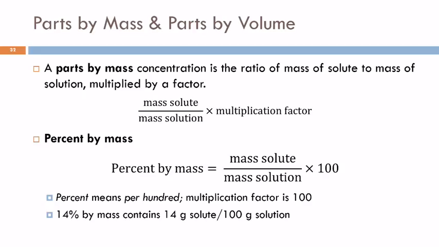We have parts by mass and parts by volume. So we take the mass for parts by mass. It's the mass of the solute divided by the mass of the solution multiplied by a factor. So percent literally means per 100. So this is mass of solute divided by mass of solution times 100%. If we have the percentage, say 14% by mass, that means that we have 14 grams of solute per 100 grams of solution. And so a percentage makes a great conversion factor.